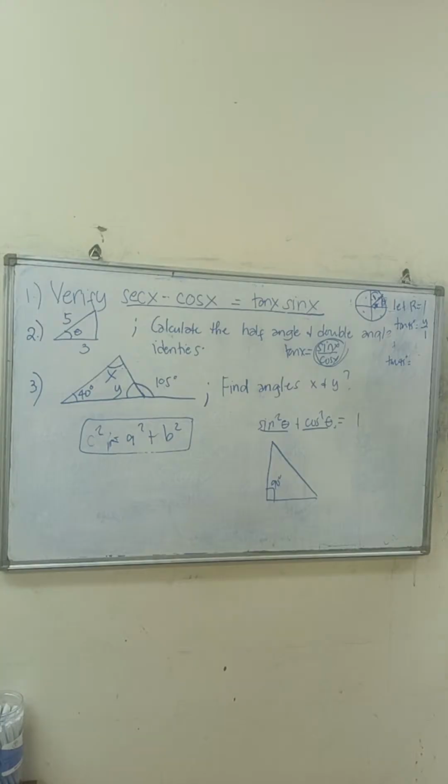Tangent is SOHCAHTOA. So therefore, tangent is opposite over adjacent. Opposite is y, adjacent is x. So your tangent is y over x. So this is a slope already. Get the point? When you say y over x, this is a slope.